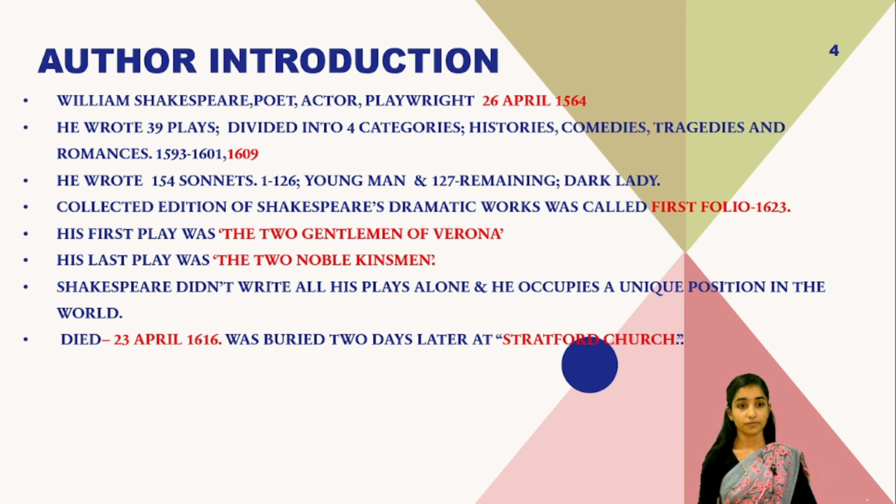He wrote 154 sonnets. The first 1 to 126 sonnets were addressed to the young man, and the remaining sonnets to the dark lady. The collected edition of Shakespeare's dramatic works was called the First Folio edition, published in 1623. His first play was The Two Gentlemen of Verona, and his last play was The Two Noble Kinsmen.